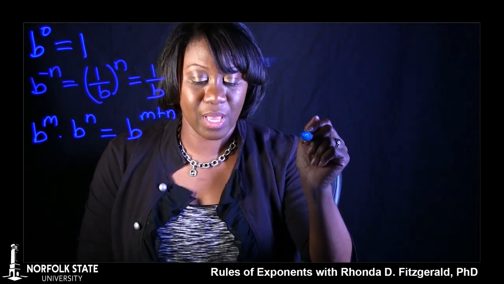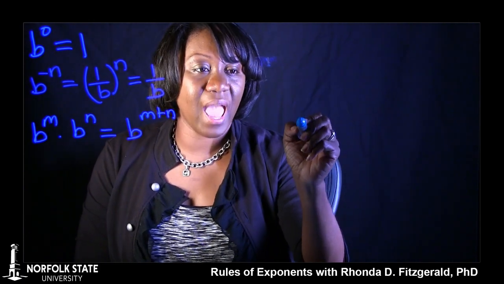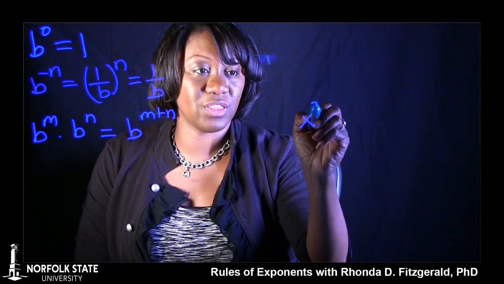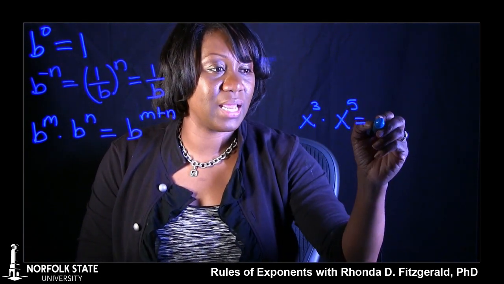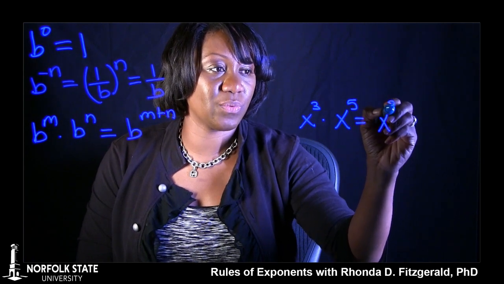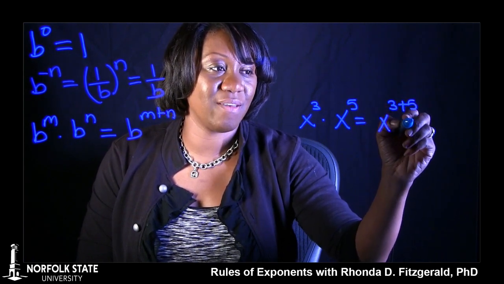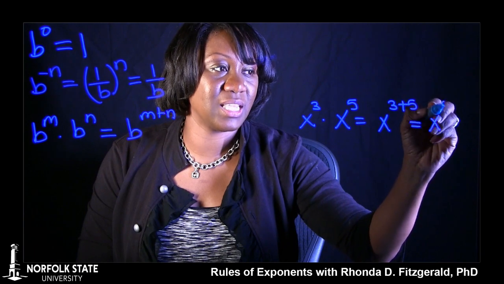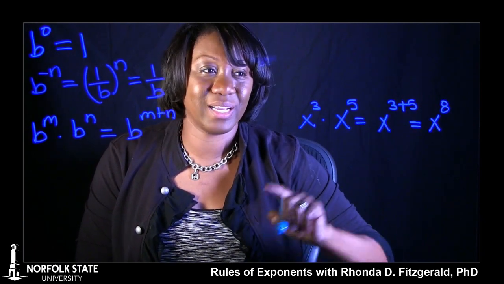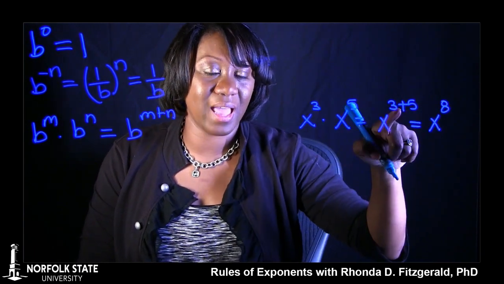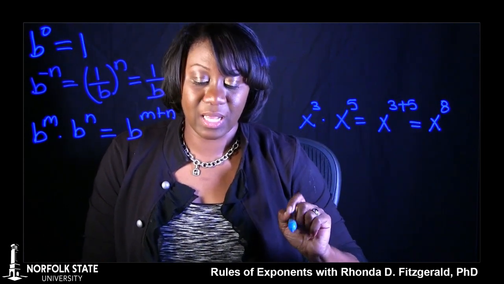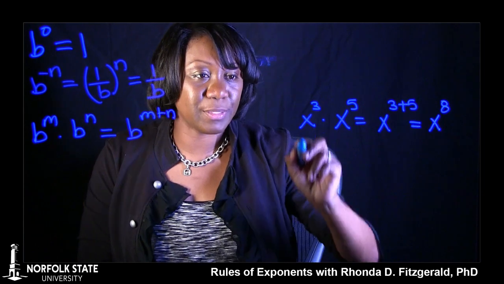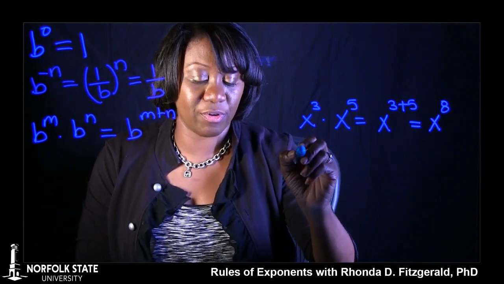So let's look at an example. What if we had x to the 3rd power times x to the 5th power? Here we would end up with x to the 3 plus 5, which is just x to the 8th power. Notice we had to add the exponents. The bases had to be the same, and we add the exponents. Now let's look at another example.